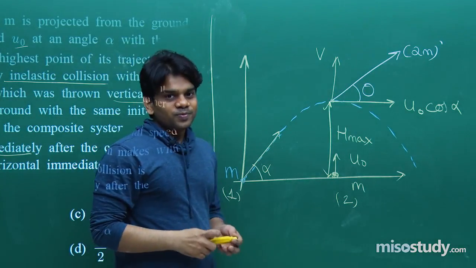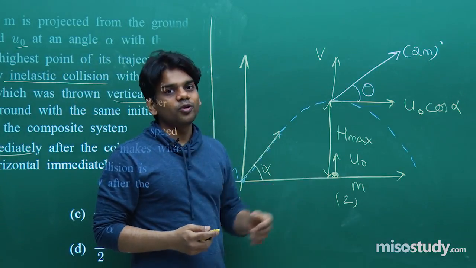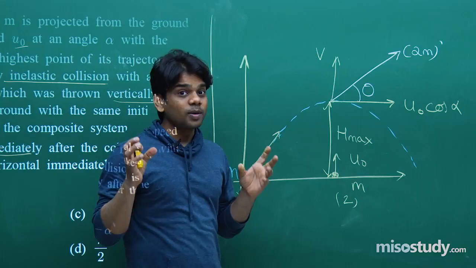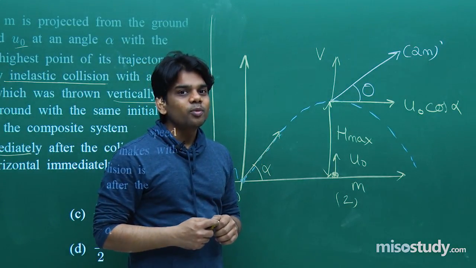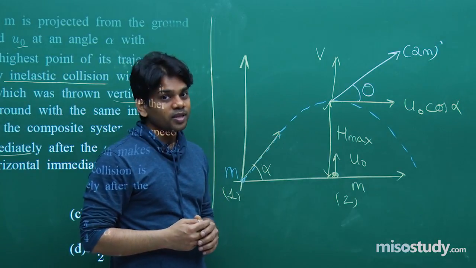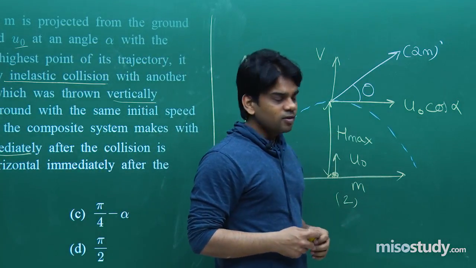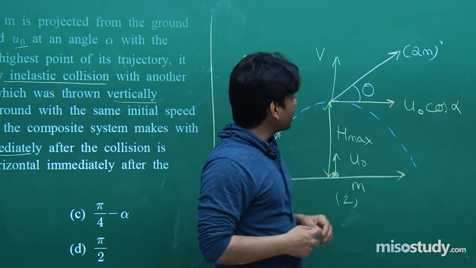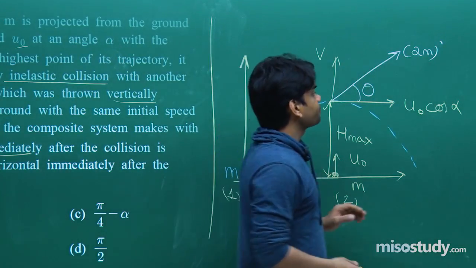One thing we know: before the collision and just after the collision, there is no external agent applying any force on them. So we can say that the linear momentum will remain conserved. You see here, if I talk about the horizontal momentum, that will be due to this body. If I talk about vertical momentum, that will be due to this body.